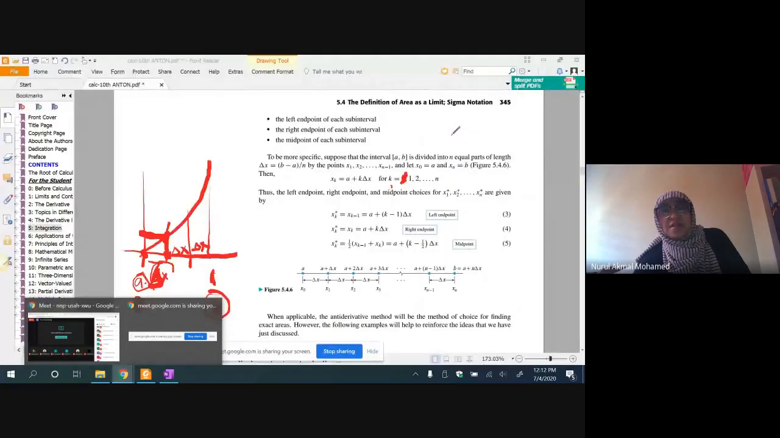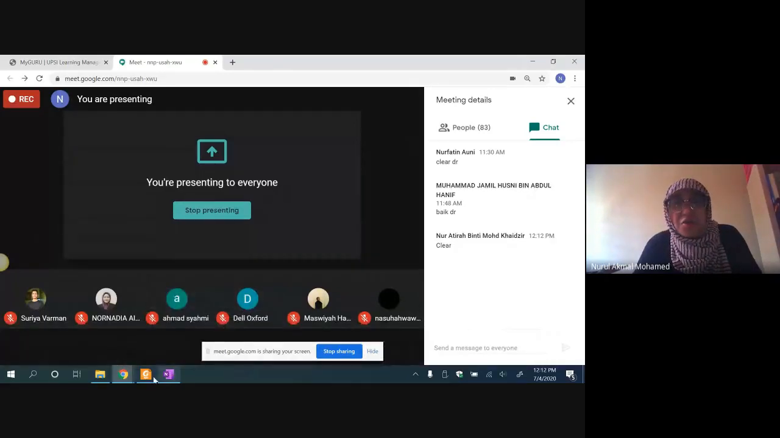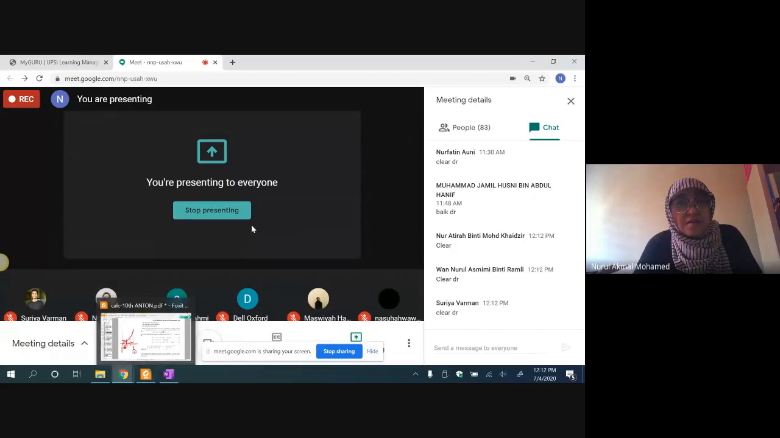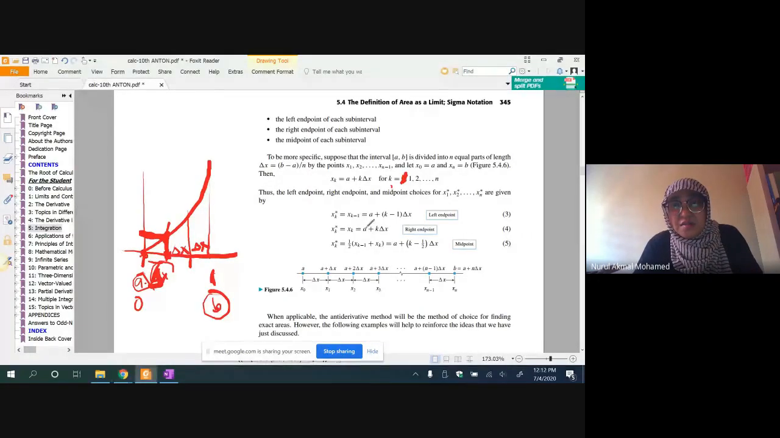If it is clear, then please write clear, so that I can continue happily. I hope everyone understands this, because it's the basis of integration. And for the midpoint, it is just 1/2 of the first point plus the second point. So this is our formula for the midpoint.